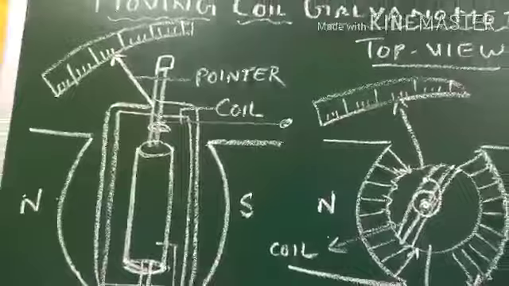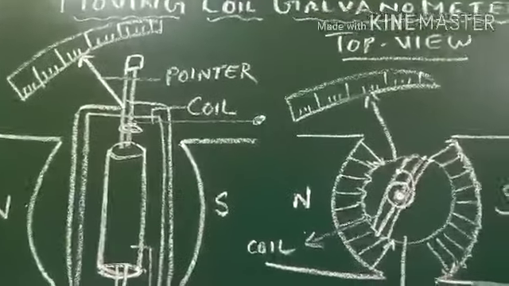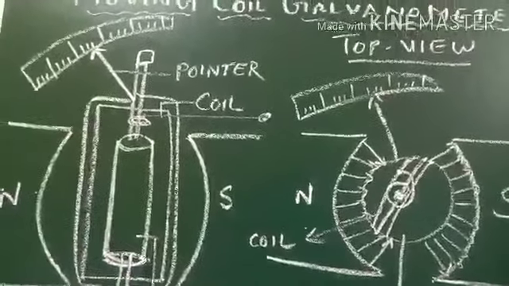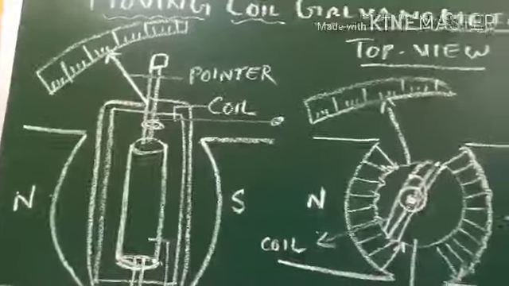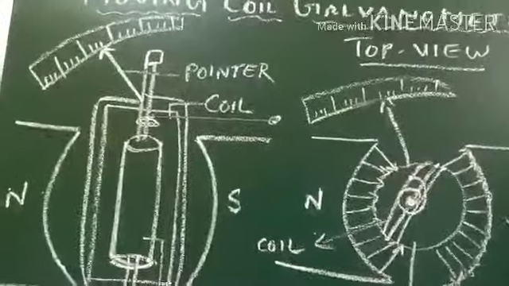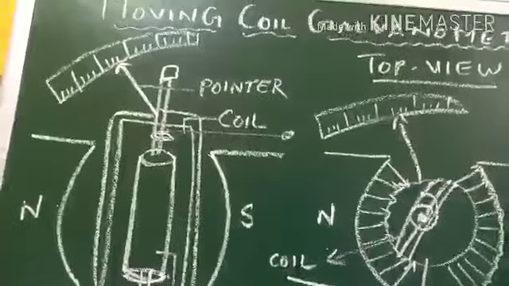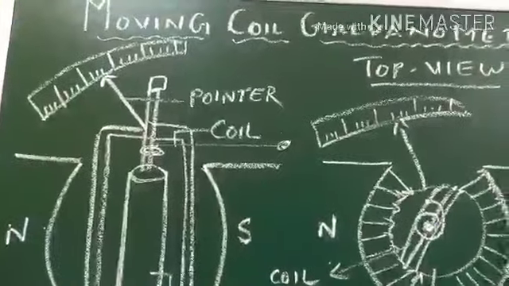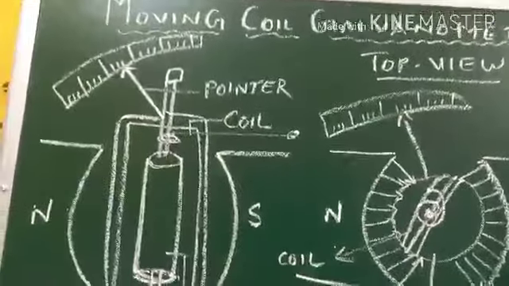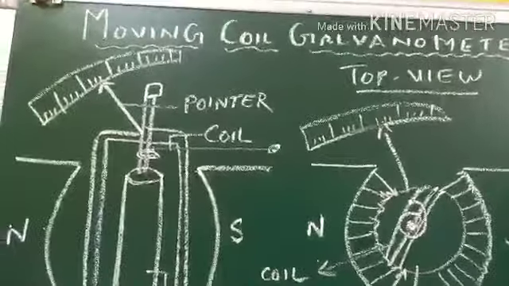The principle of the moving coil galvanometer we have already studied in the previous topic. We know that a current carrying coil kept in a magnetic field experiences a torque. It will tend to rotate the coil and produce a deflection. That is the principle of the galvanometer. Now coming to the construction part.